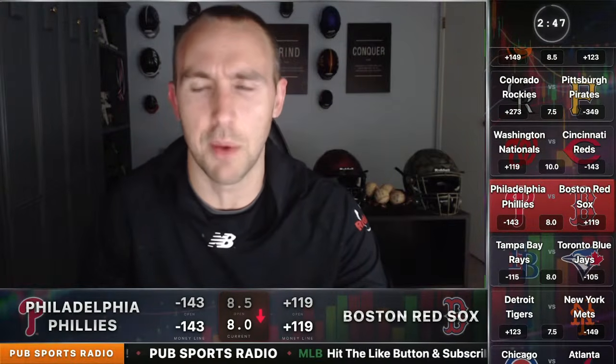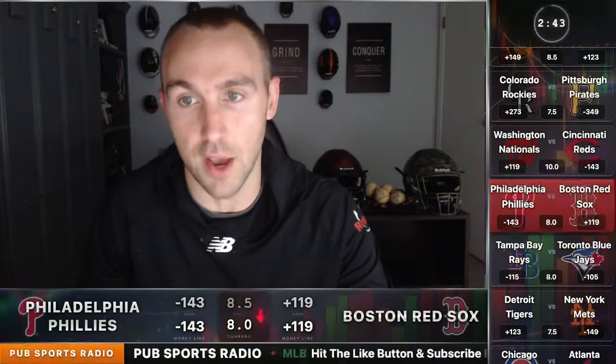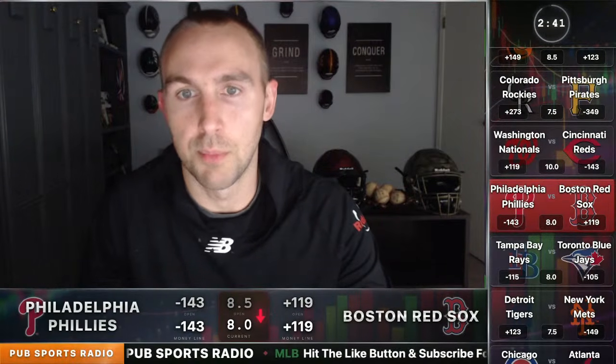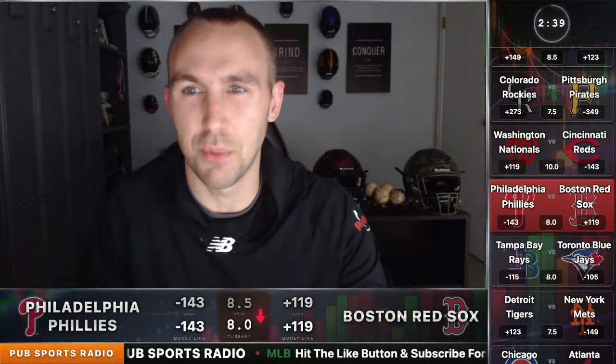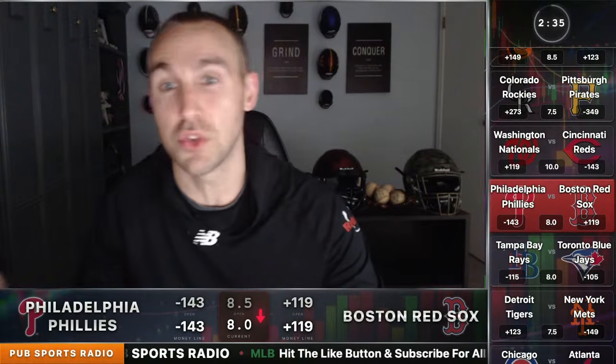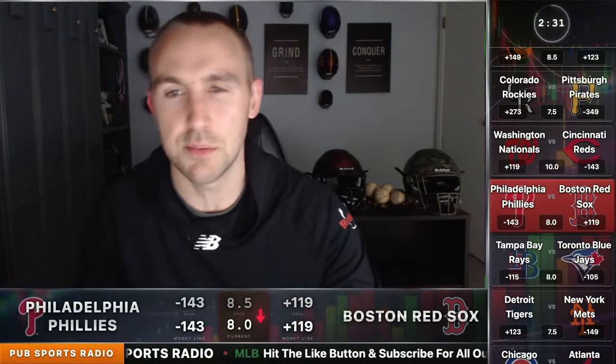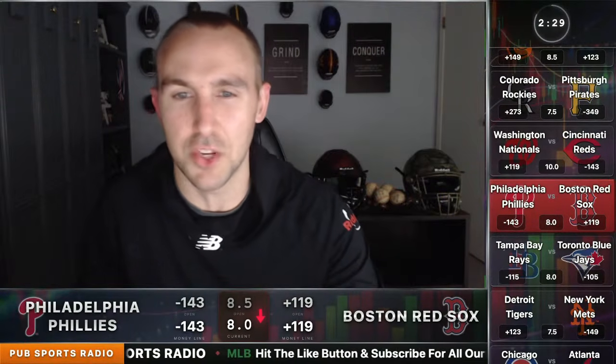Now it keeps coming back to where it opened, and the 8.5 is down to 8 now, juiced to the over. But when home teams close in this range between plus 115 and plus 130, between 8 and 9, with the line moving towards the road team, that'd be favorable for the road team. However, like I'm saying, this keeps coming back to neutral. This is not a clean read on the market.